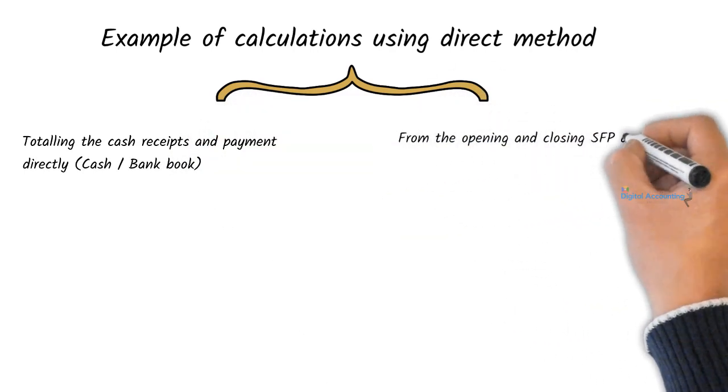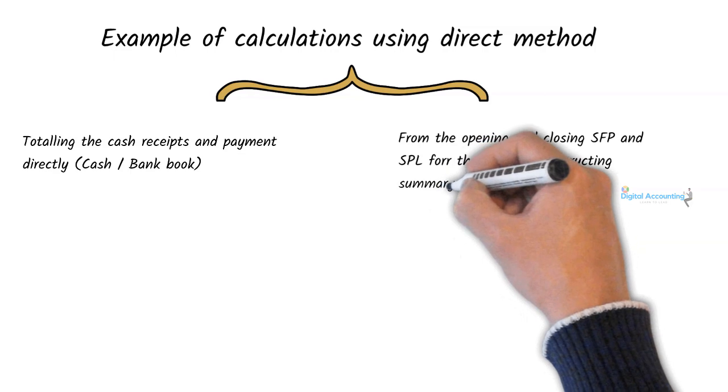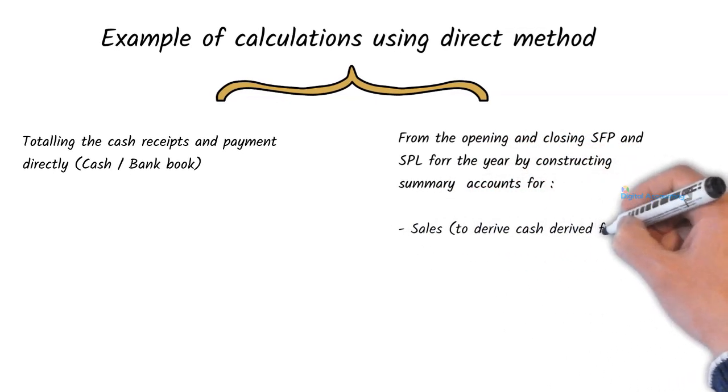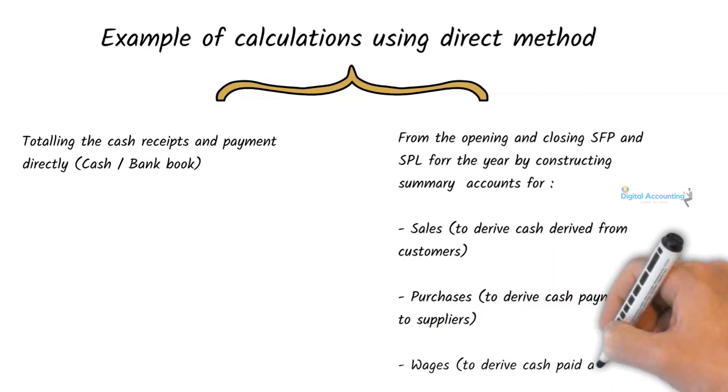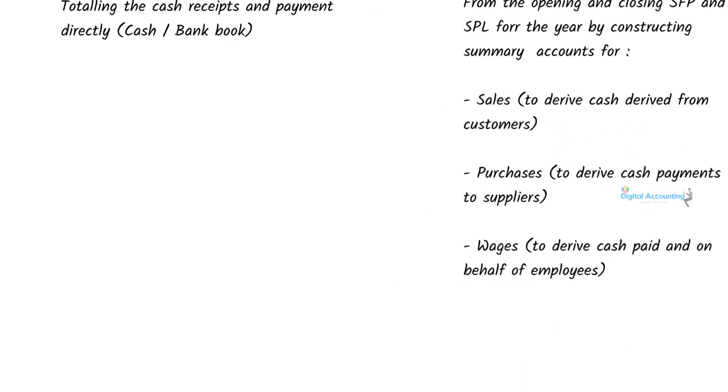And the second method is from the opening and closing statements of financial position and statement of profit or loss for the year by constructing summary control accounts. It means in the profit and loss and financial position accounts.